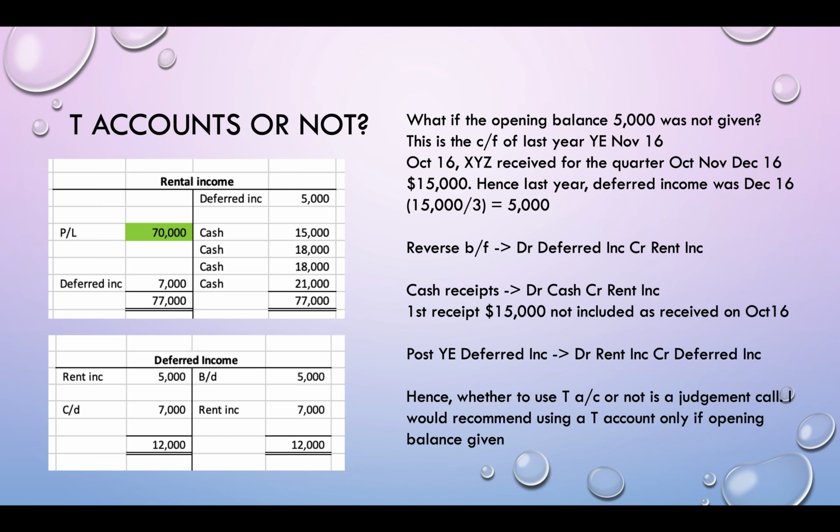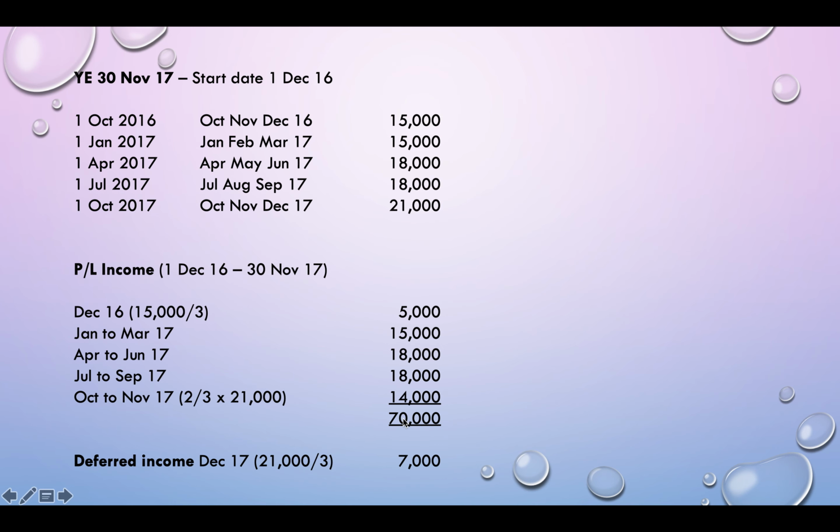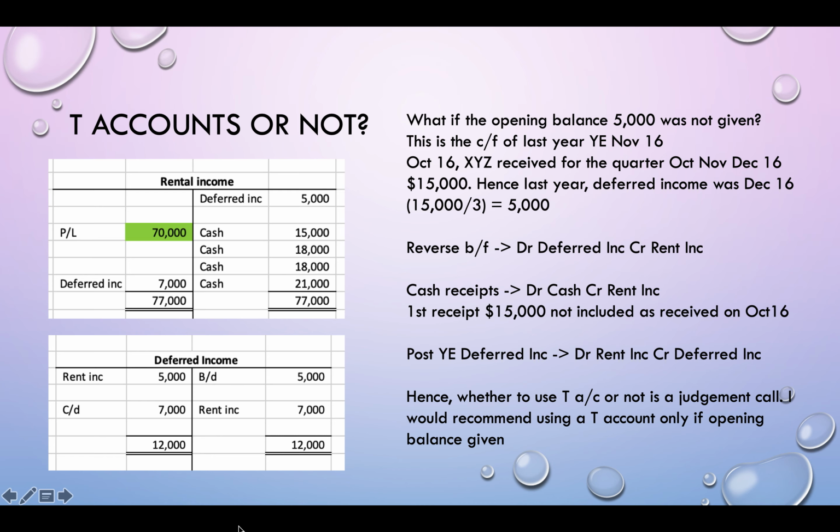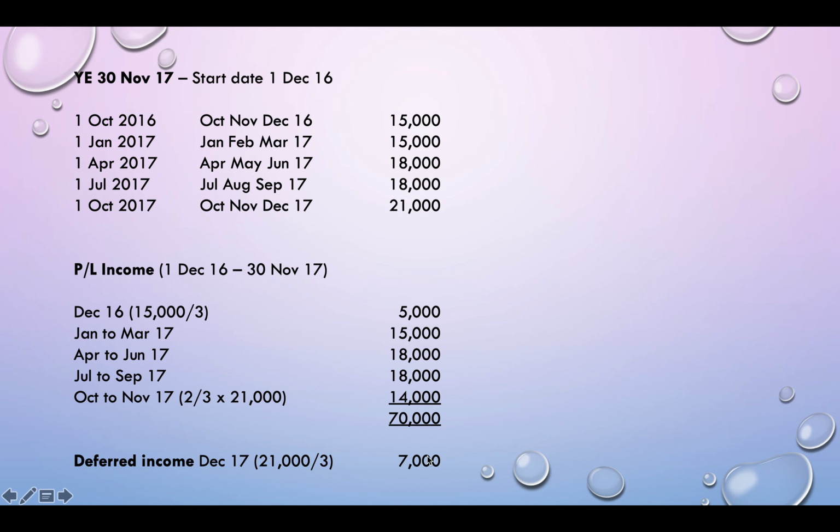The next step is to post the year-end deferred income, which is debit rental income and credit the deferred income. We are debiting the rental income because we need to unrecognize this cash element, as part of this payment relates to next year. The P&L balance would then be the rental income figure in your profit and loss, and it will be shown as a credit in your P&L. This is the same as the figure you have here. Deferred income, same principle. You balance off the accounts, you have a carried forward figure of 7,000, which is the same as the one you have calculated here.